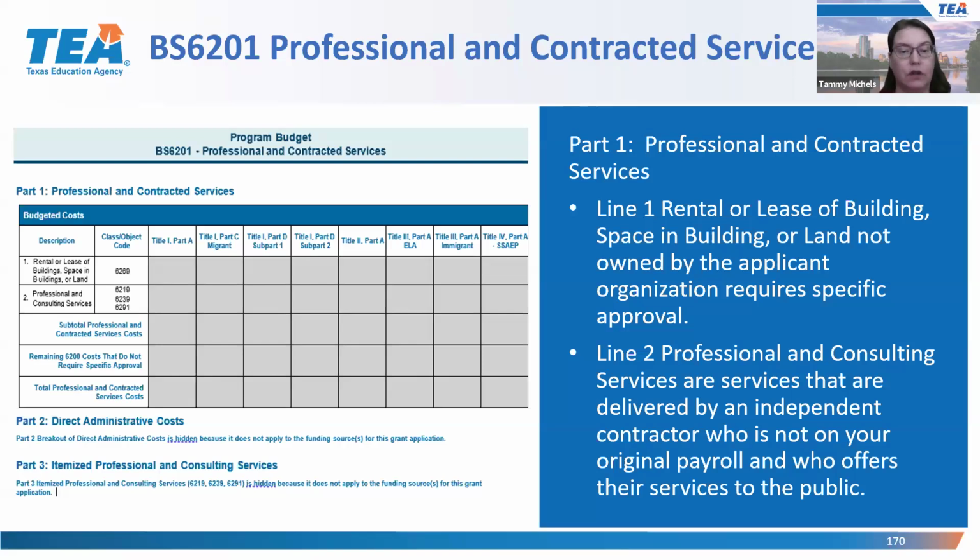The second line in which to document costs that require specific approval is line 2, professional and consulting services. If you are unsure if items require specific approval, please refer to the Budgeting Cost Guidance Handbook. And then note that if funds are itemized in lines 1 or 2, any funding amount remaining will automatically populate under the remaining costs that do not require specific approval.